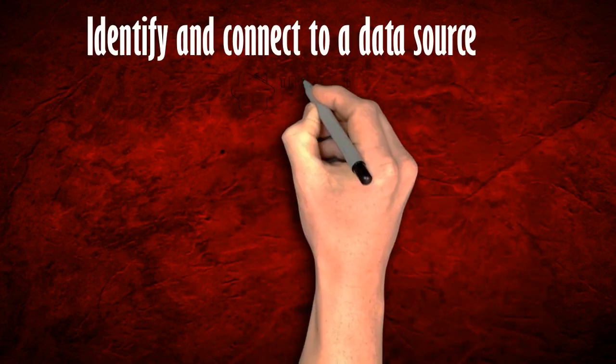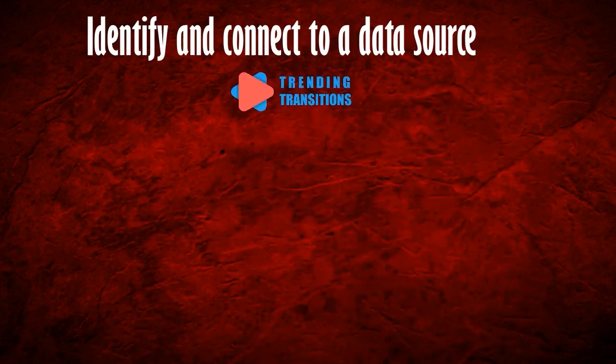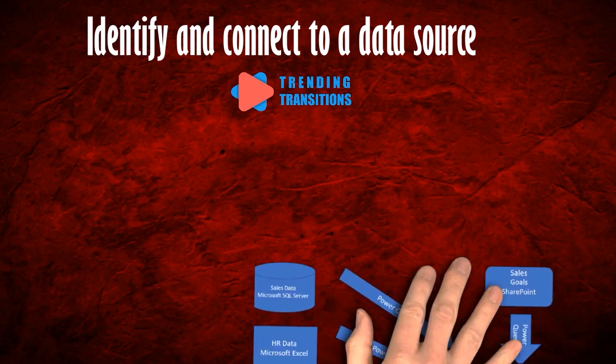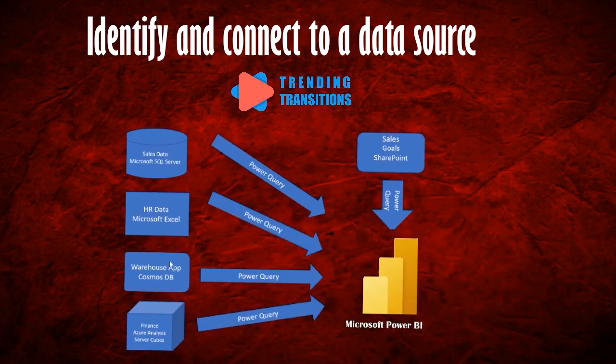Let's assume we have a startup company, Trending Transitions. Since this company has just started, the data is not organized. They're keeping the data in different sources as you can see in the picture. Sales goals they are keeping in SharePoint, sales data in Microsoft SQL Server, HR data in Excel, warehouse data they are keeping in a NoSQL database, and finance data in Azure Analysis Services cubes.